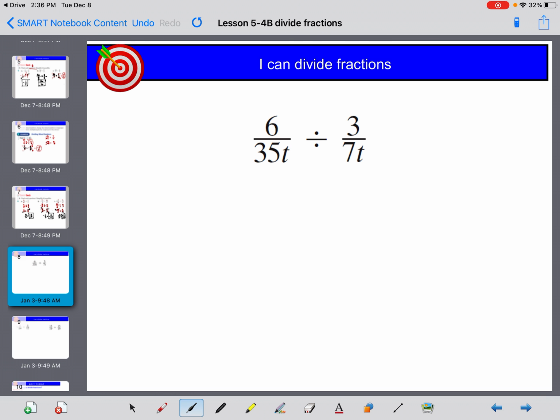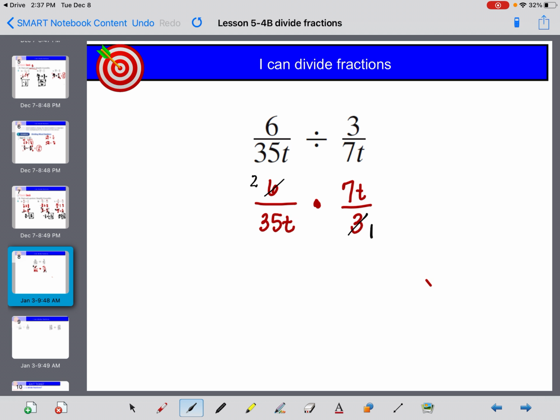All right, we need to talk about one of these that has variables in it. 6 over 35t divided by 3 over 7t. The rules are the same. You multiply by the reciprocal. 6 over 35t stays the same. Division becomes multiplying, and 3 over 7t becomes 7t over 3. Then I simplify the numerators and denominators that have common factors.